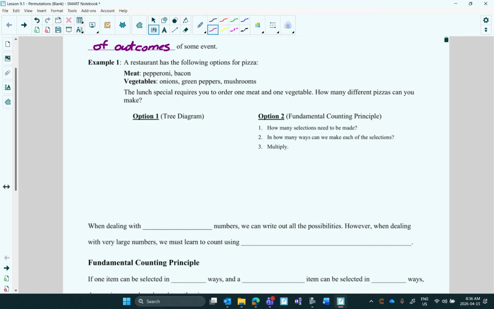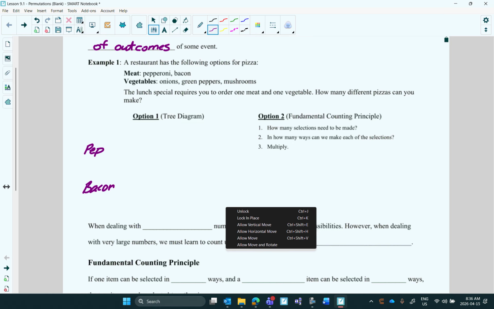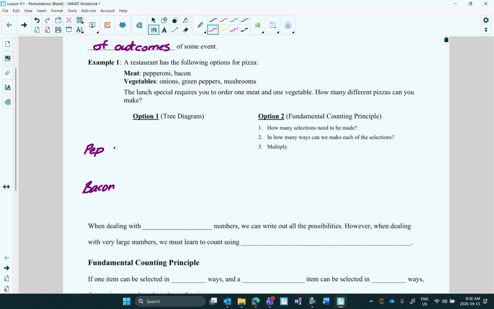Well, there's a couple of ways we can look at this. And one, if you're in AP Stats, you will be familiar with this, is a tree diagram, but it's a little different, okay? So you choose your meat. So you're either going to have pepperoni or bacon. 2 possible choices for the meat. Let's say you choose pepperoni. How many possible choices are there for the vegetables?